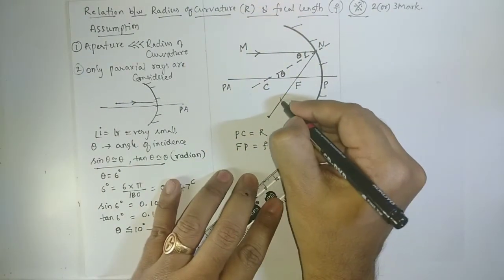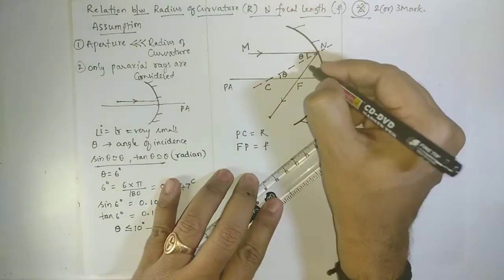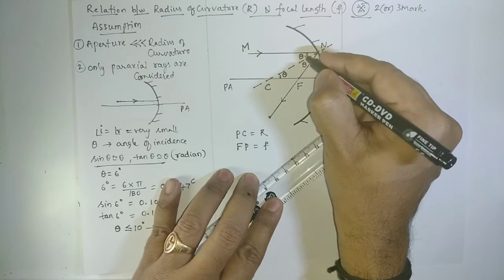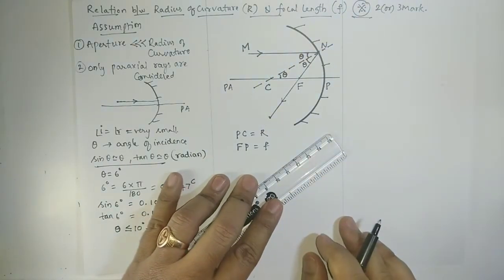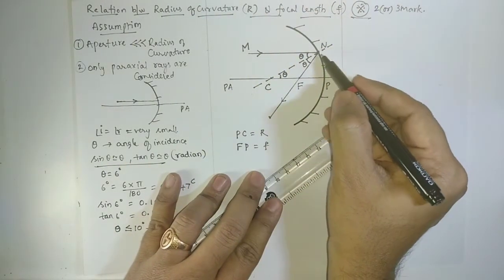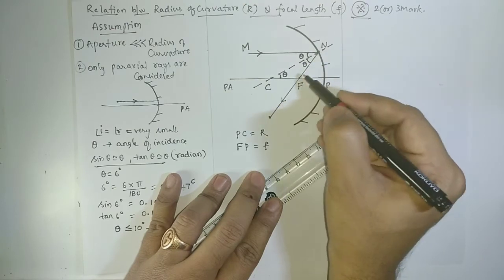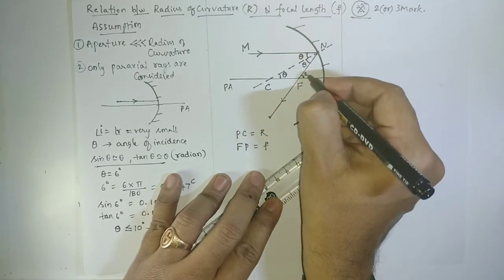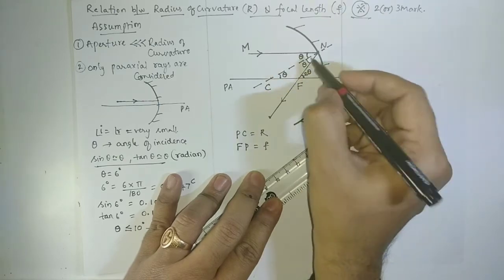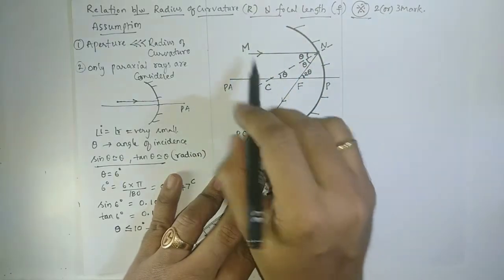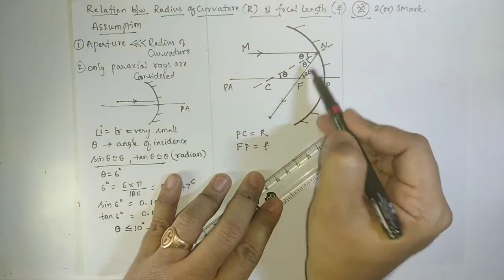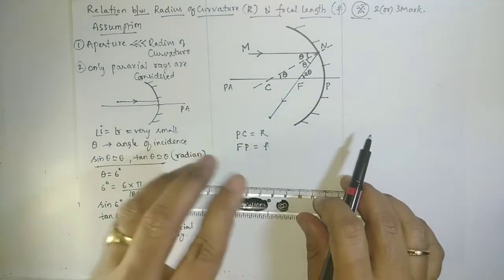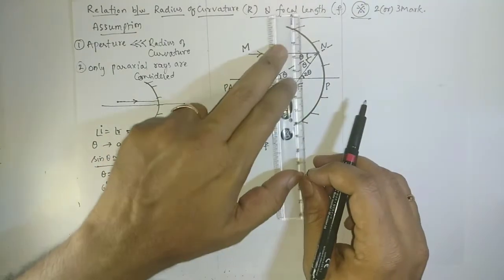So this will be your reflected ray, making an angle of reflection equal to the angle of incidence. In the same way, just by using geometry, you can say that the angle NFP will be equal to 2 times theta. Again, they are alternate angles. Angle MNF and NFP are alternate angles. As I said, they are equal.